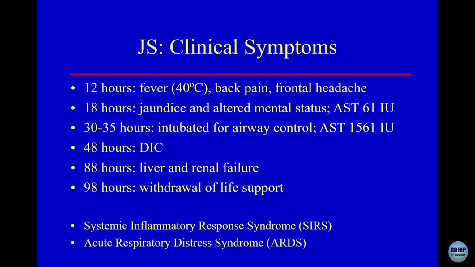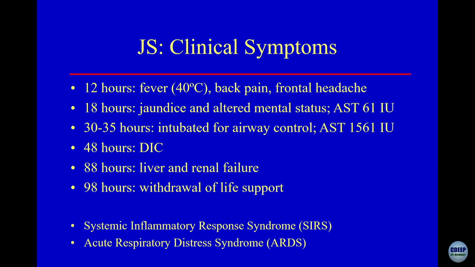escalation clinical trial. When he was given the adenovirus, in 12 hours, he got a fever, back pain, and frontal headache. In 18 hours, he developed jaundice and altered mental status. His liver functions were deteriorating rapidly. In 48 hours, he got a systemic immune response, which is called disseminated intravascular coagulopathy. Basically, it means that the entire body starts getting inflammatory responses. In 88 hours, his liver and kidneys failed. And in 98 hours, which was almost 5 days later, his life support was removed and he died of the gene therapy.